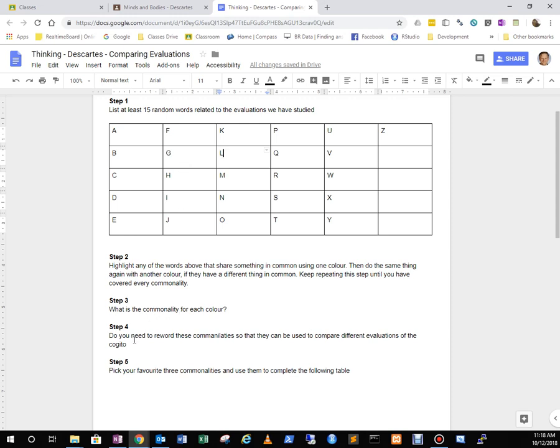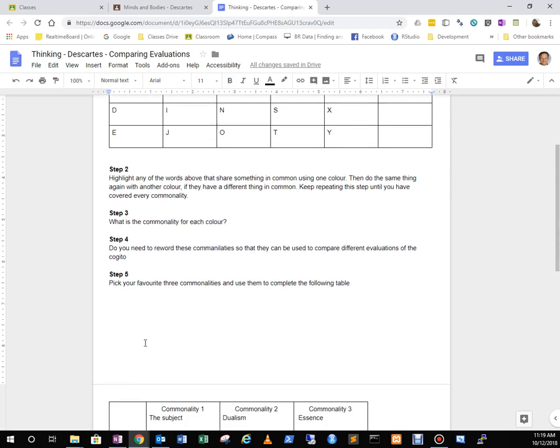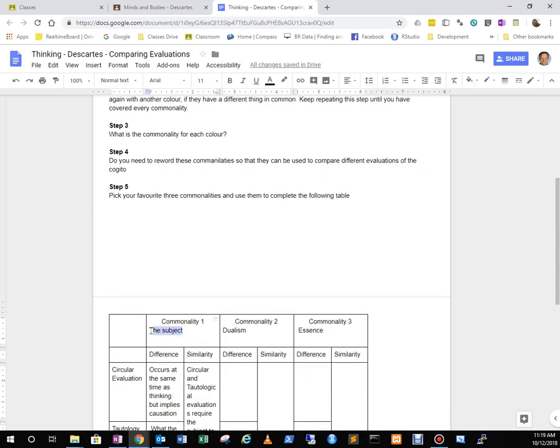And, oh, well, when we're talking about the cogito, we don't really talk about the cogito from the point of view of the self. We more or less talk about the subject. So my reworded commonality is going to be the subject. Then I would go along and I'd put the subject right here, along with the three other favorite commonalities that I've identified and reworded, and I put them here.